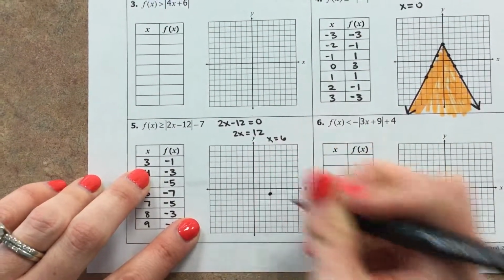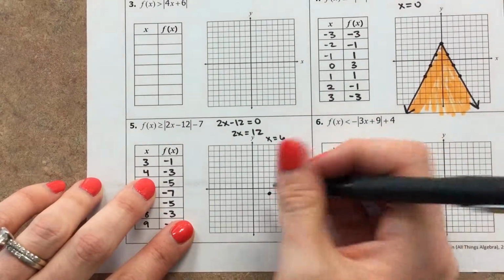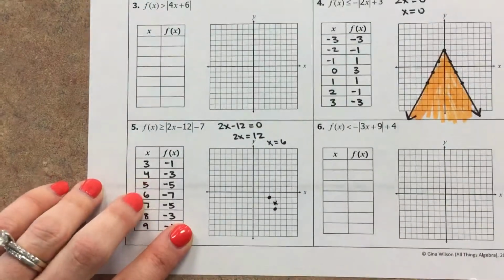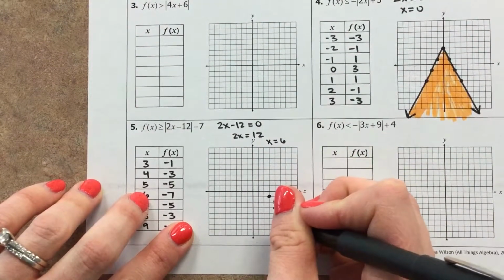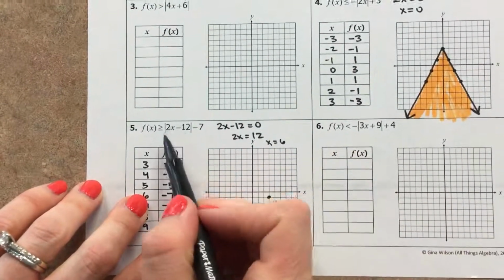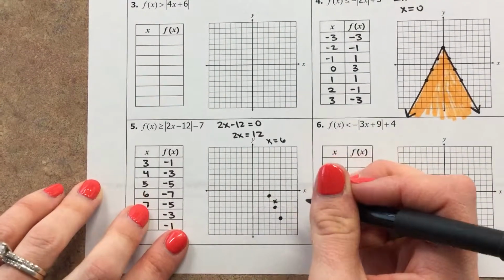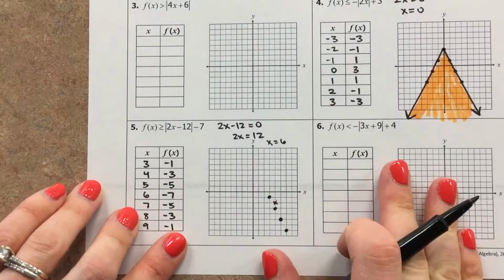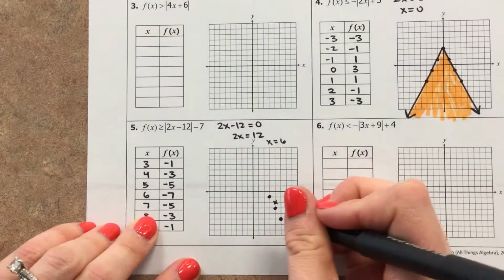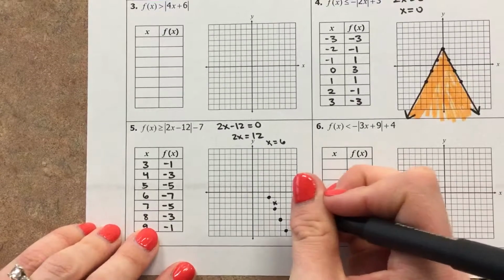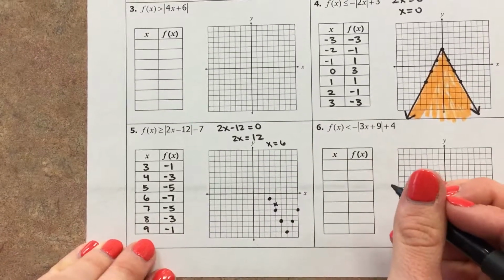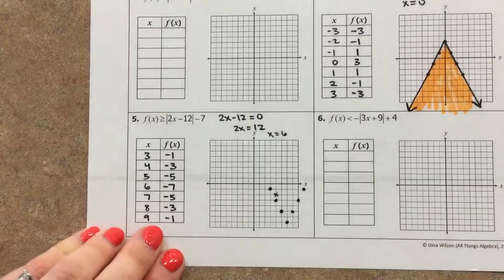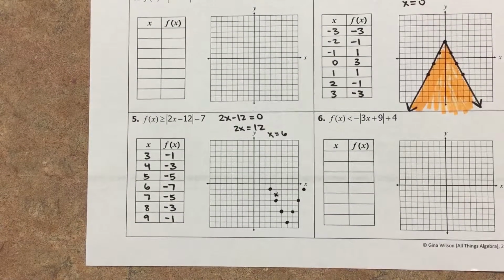So 3, negative 1 is our first point. Then 4, negative 3, whoops, down here. Sorry, ignore that point. 5, negative 5. Notice this one's steeper too. That's again because of the 2. 6, negative 7. That's our turning point. And then we should be going back in the other direction. 7, negative 5. 8, negative 3. And this one I'm going to go off the grid for just a moment. 9, negative 1, so we just go a little farther over here. All right, so those are our points.